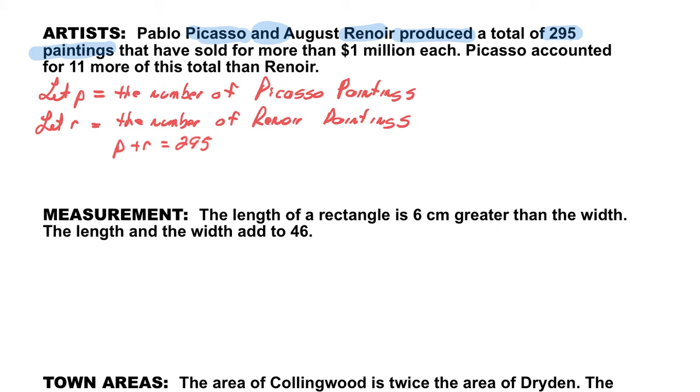The second sentence says that Picasso accounted for 11 more than Renoir. So you have to be a little bit careful here. So Picasso equals, accounted for, 11 more than Renoir. So to balance that, to make them equal, you add 11 to the number of Renoir paintings. At this point, you can solve and you can find your two variables. But we're going to move on. I just want to practice at this point creating let statements and your opening equations.